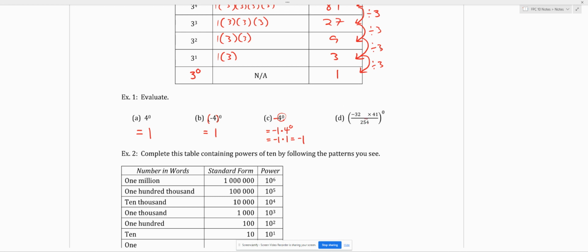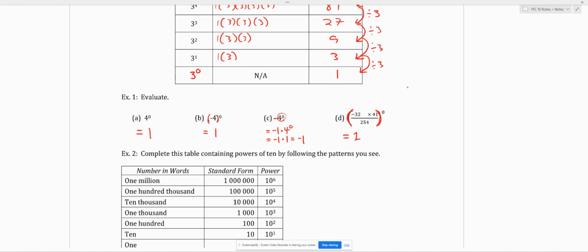Finally, we do have some decently big numbers here. Negative 32 times 41 divided by 254. And BEDMAS says, hey, do brackets first and follow your order of operations. But we know after I finish these brackets, once I simplify it down to a single number, whatever that is, I'm going to be raising it to the power of 0. So I don't actually care what any of this equals because no matter what it is, I'll be raising it to 0, which is 1.